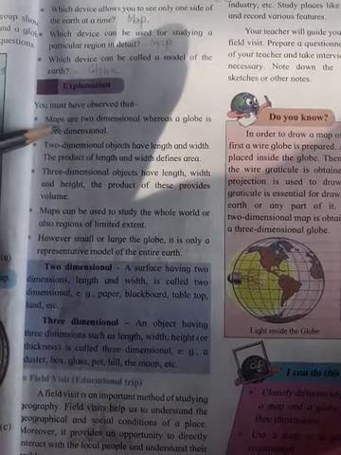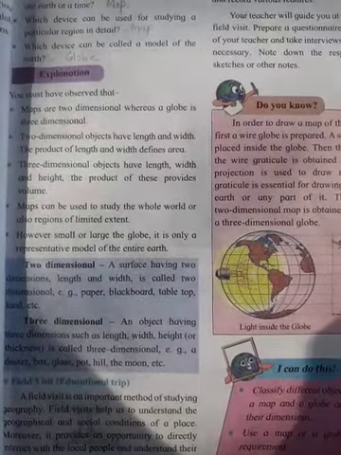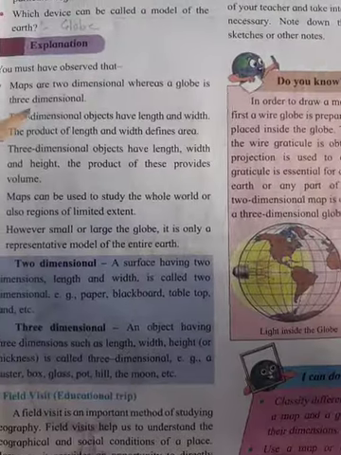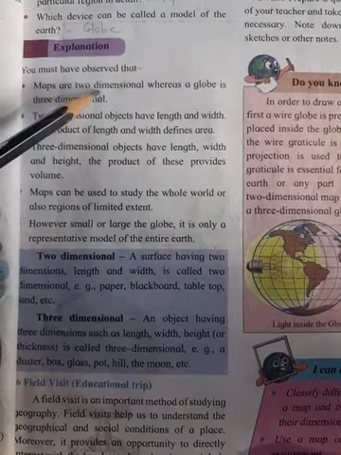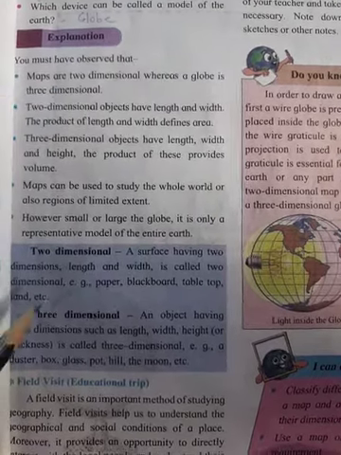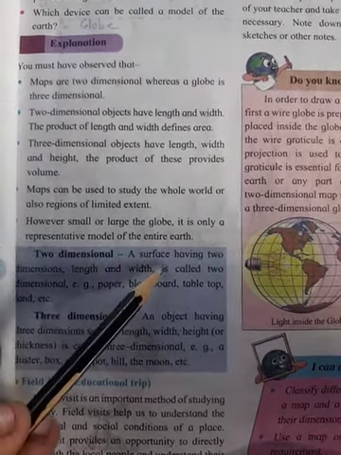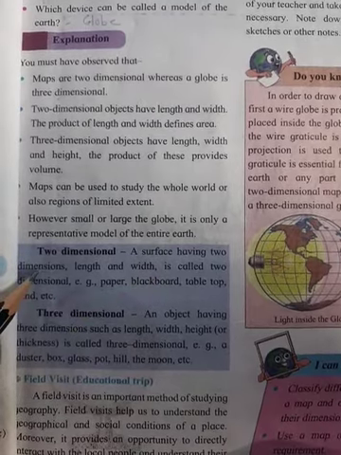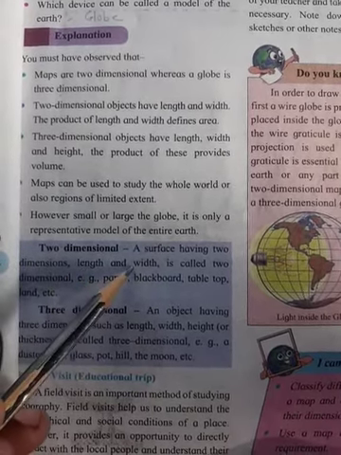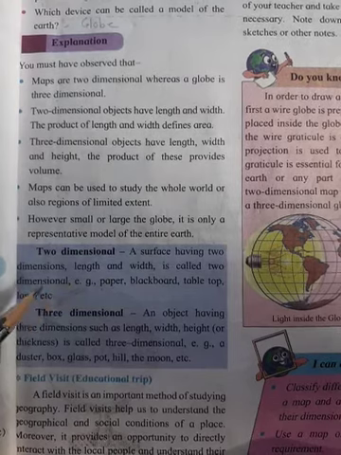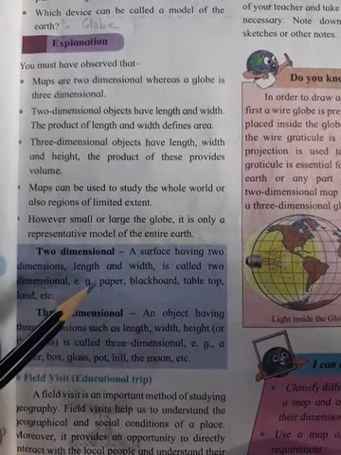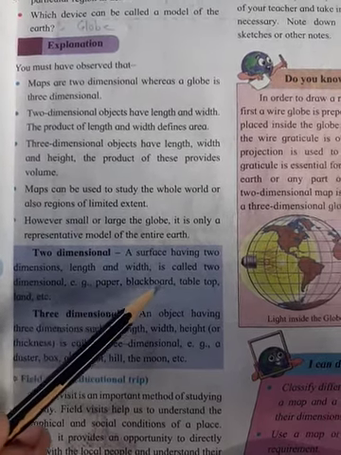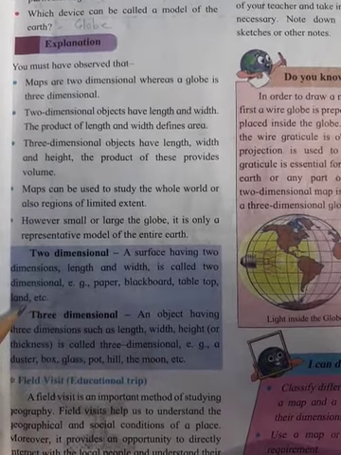Now two-dimensional, it's another question. We will learn what is two-dimensional. A surface having two dimensions, length and width, is called two-dimensional. For example, paper, blackboard, tabletop, land, etc.